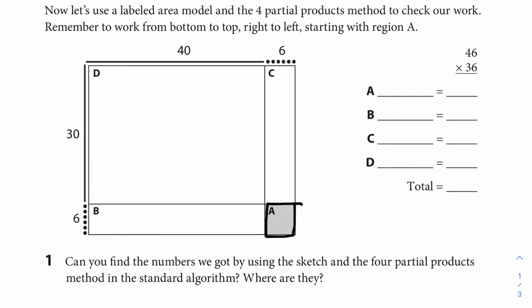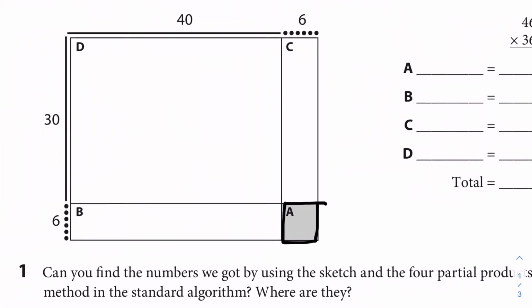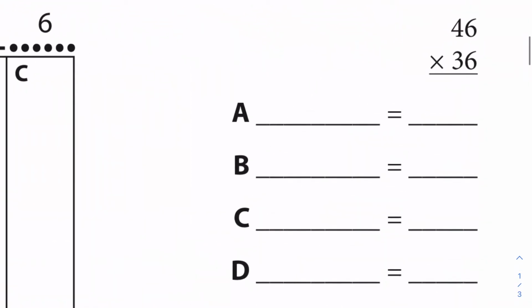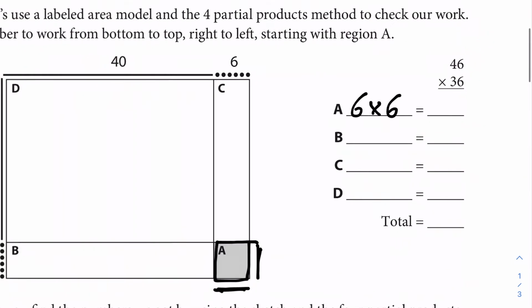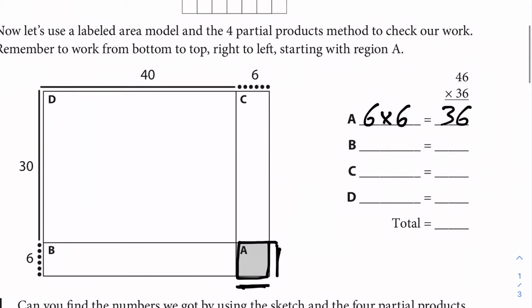So section A, that looks like that is a 6 by 6 section. I can see it's 6 this way, and it's 6 this way. So up here under A, I'm going to write 6 by 6, or 6 times 6. And of course, I know that 6 times 6 is 36. And then I'm going to do section B.